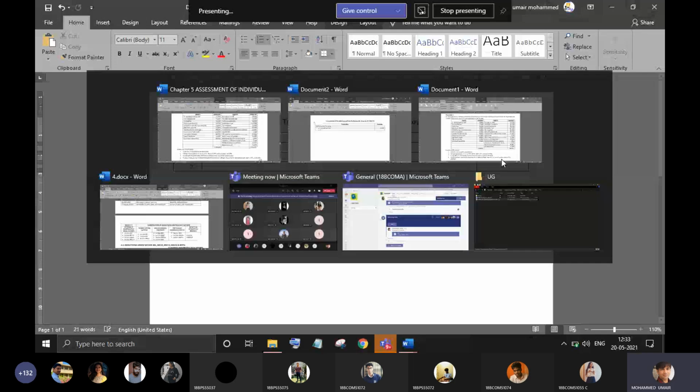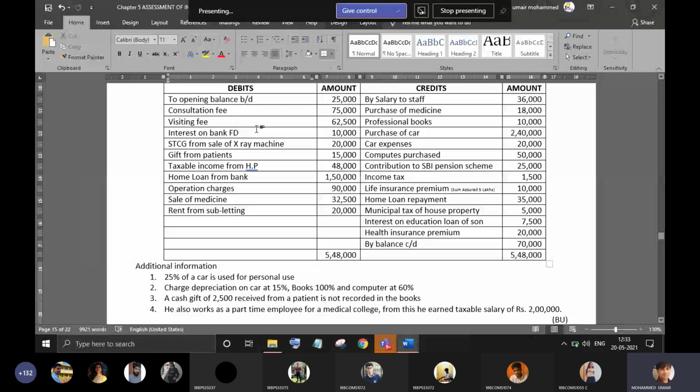Third, interest on fixed deposit is not taxable under the head income from profession. It is taxable under the head other sources, so we don't take this. Short-term capital gain on sale of X-ray machine is also not taxable under the head profession. It is taxable under the head capital gain, so we don't take this in this head of income.